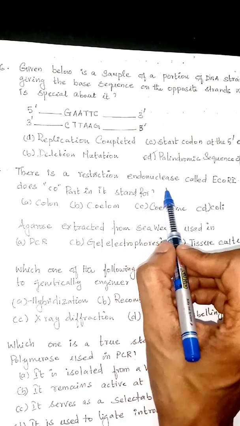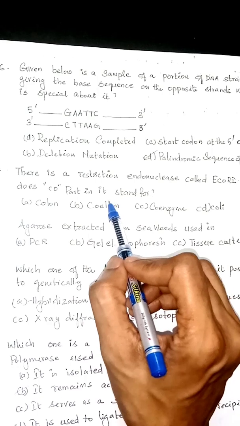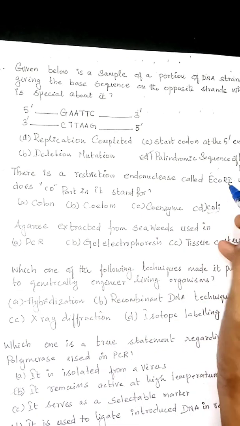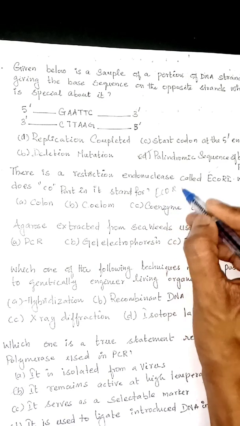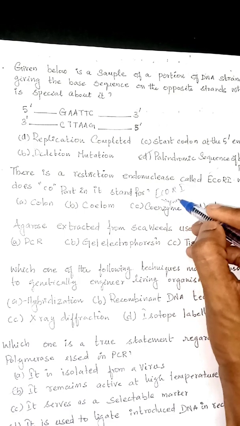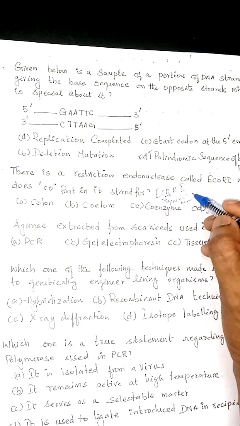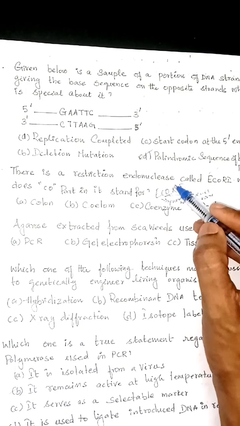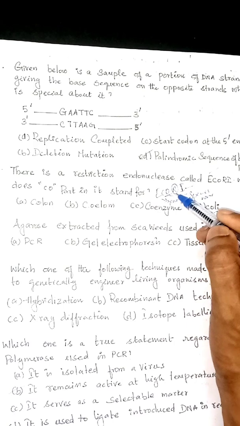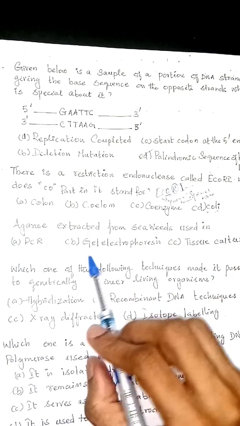There is a restriction endonuclease called EcoRI. What does the co part in it stand for? This stands for coli. E is the generic name, and coli is the species name. R is the particular strain which is used, and 1 is the first enzyme which is extracted from this strain. And the next question: agarose extracted from seaweeds is used in gel electrophoresis.